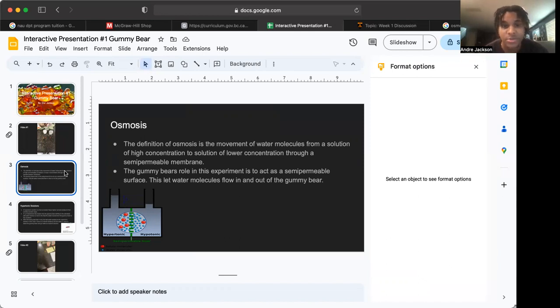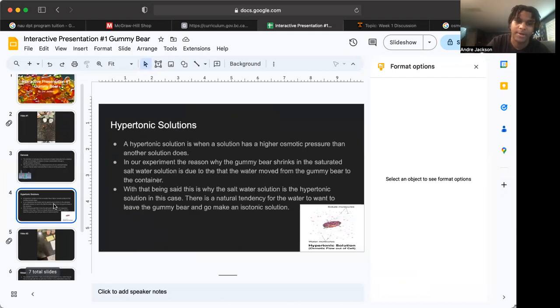The gummy bear's role in the experiment is to act as a semi-permeable surface. This lets water molecules flow in and out of the gummy bear. Next, hypertonic solution. This is another definition on how this correlates to what happens in the end results of my experiment. A hypertonic solution is when a solution has a higher osmotic pressure than another solution does.